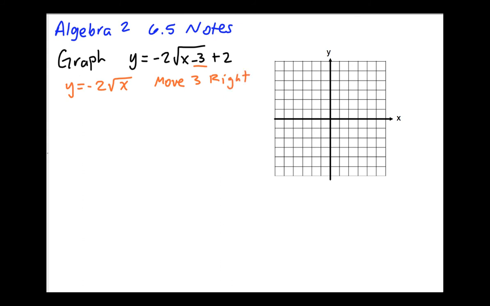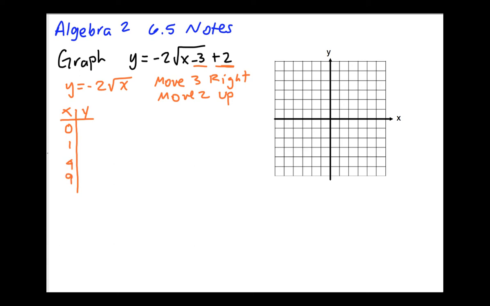And this plus 2 right here means we're going to move 2 up. And so this is how this graph is going to work. So we can make an XY chart. And remember, with the square root of x, we wanted numbers that made nice, pretty square roots. So we were going to use 0, 1, 4, and 9.